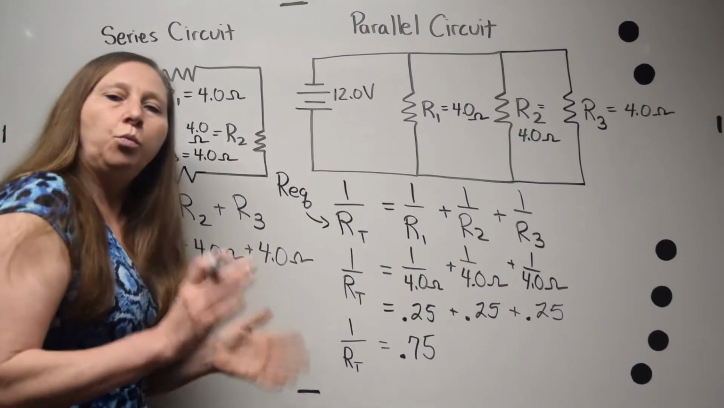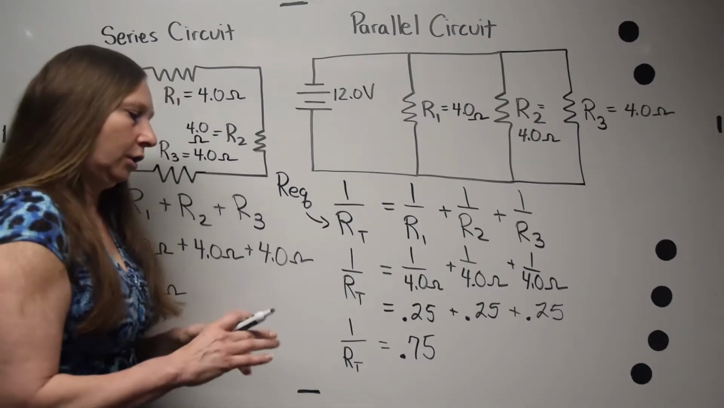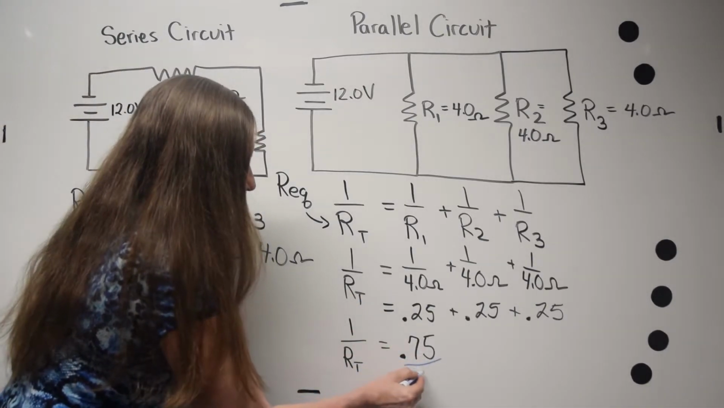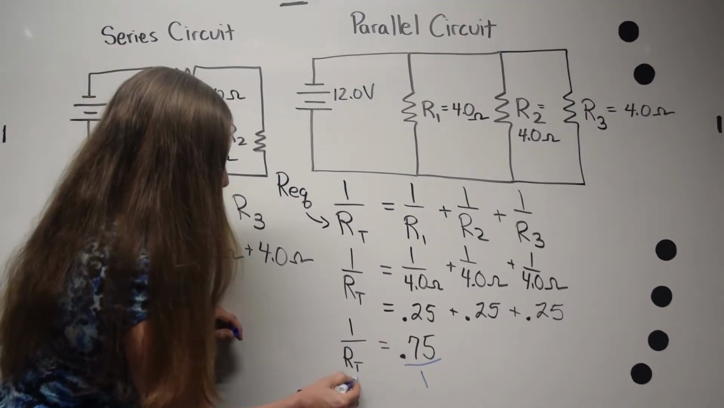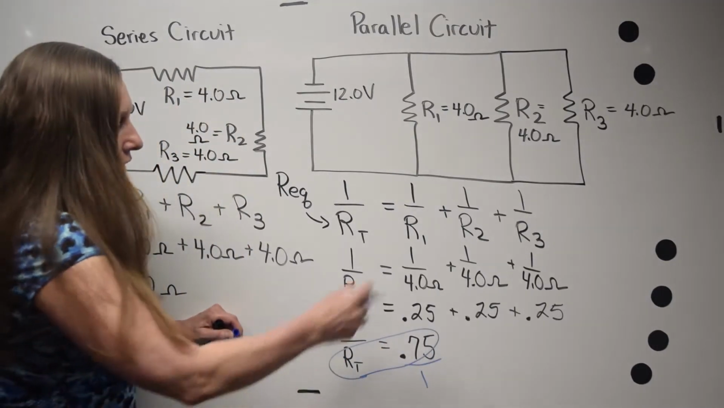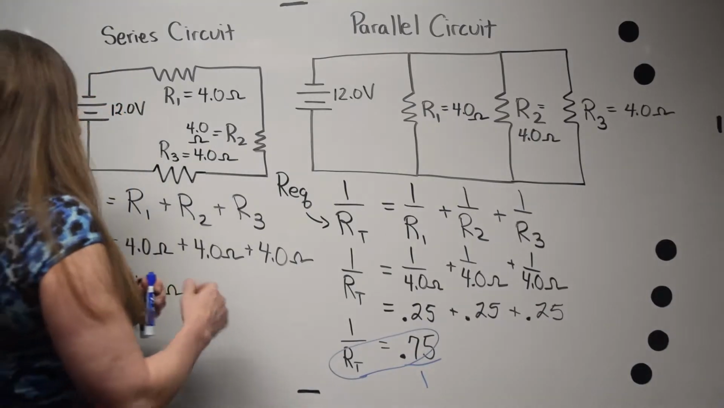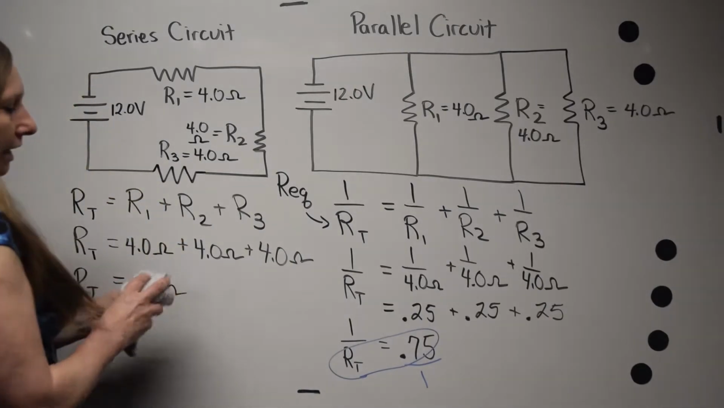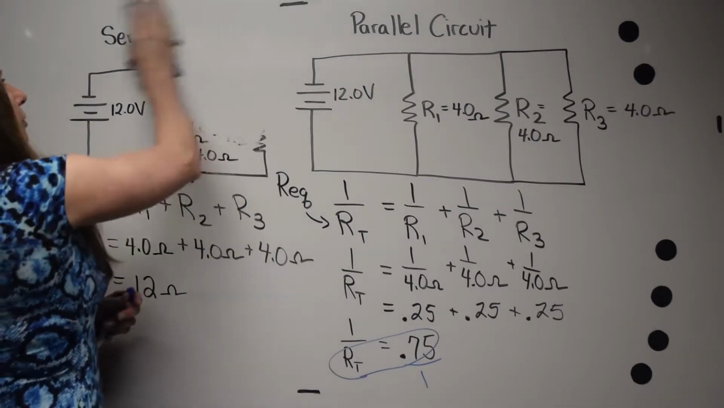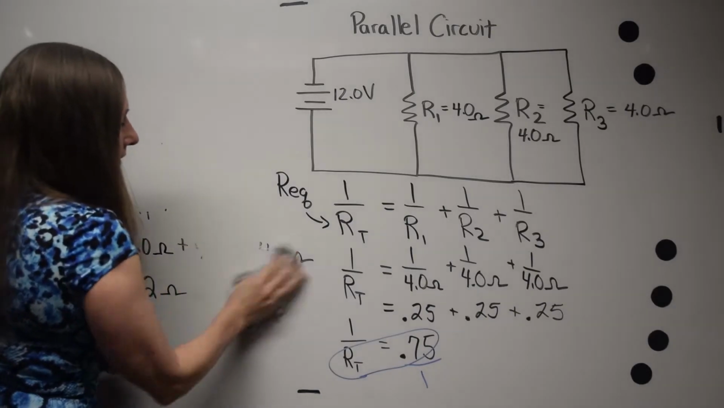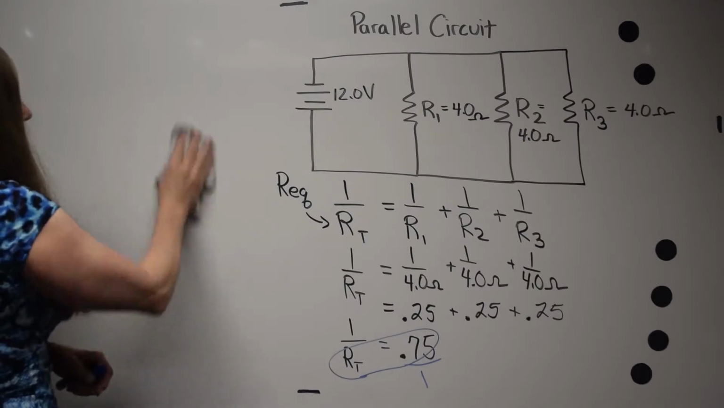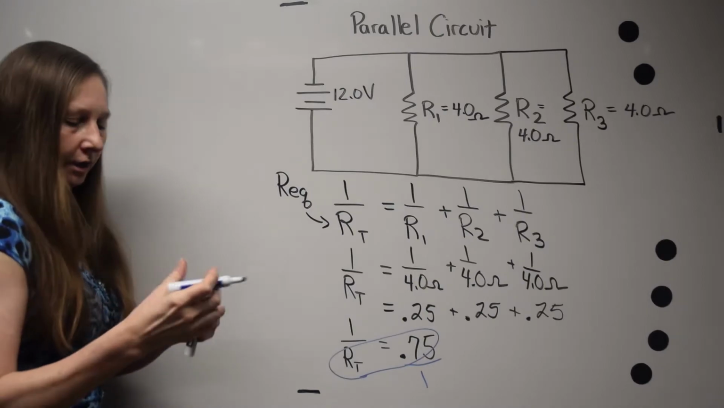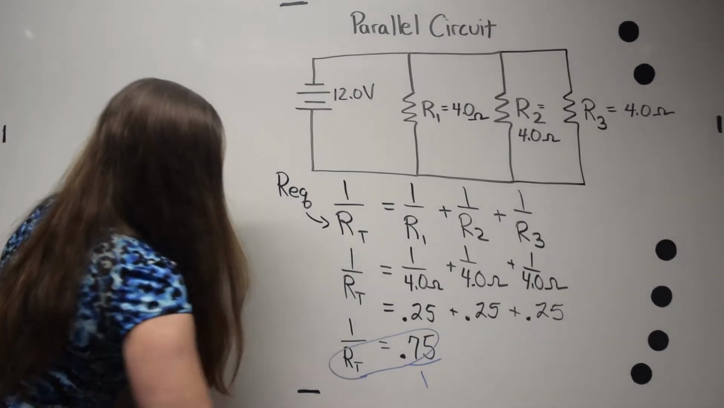Now, I don't want 1 over R total, I want R total. Now keep in mind that because 0.75 is really over 1, the R total and the 0.75 are inverses, you can just switch them. All right, so let me erase over here, and we'll pull this up to here so that we can complete this problem. Remember I said it's a little harder to calculate the total resistance for a parallel circuit than it is to calculate the total resistance for a series circuit.